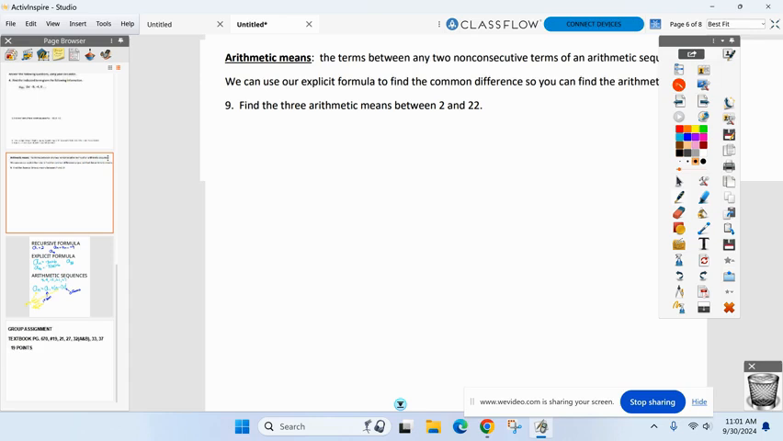I'm going to go through this quick here, so ask questions. Find 3 arithmetic means between 2 and 22. So in a nutshell, here's what I'm asking. This is an arithmetic sequence. It starts with 2 and ends with 22, but I want to find the 3 numbers in between. That's what I'm looking for.